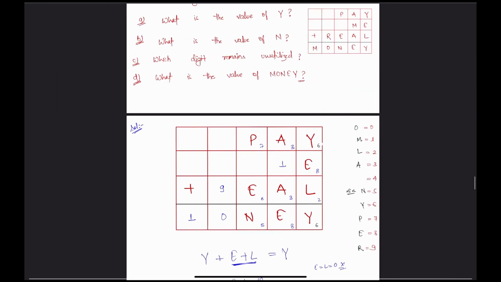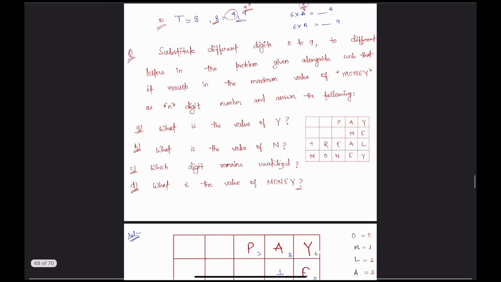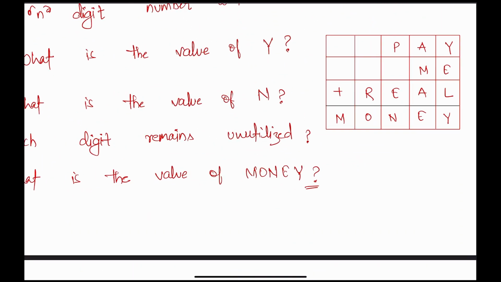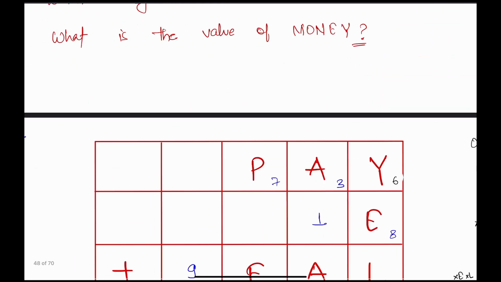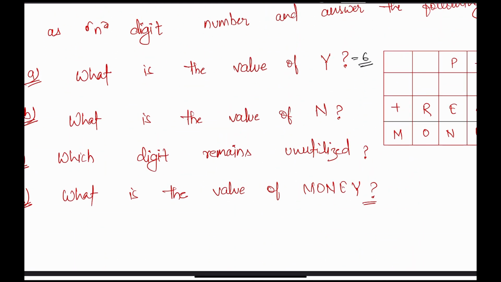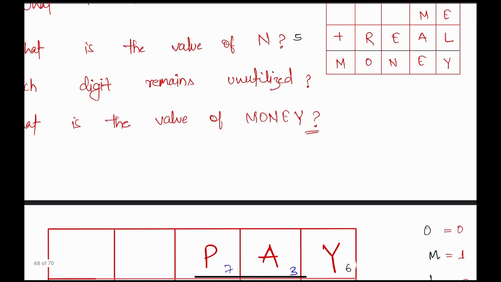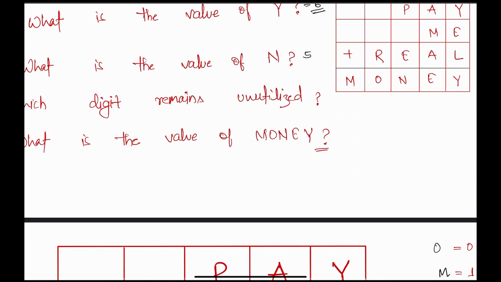Here, done. This question is done. What is the question asking? What is the value of y? The value of y is 6. What is the value of n? So n we got 5. Which value is not utilized? So 4 is not utilized. It's easy.